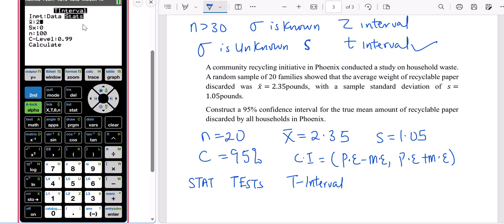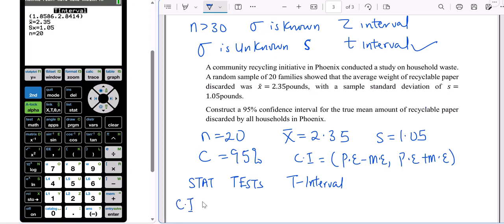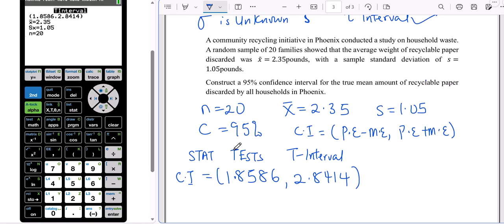Our x bar is 2.35. Our S is 1.05. Our n is 20. You can see our sample size is also small. And our confidence level is 0.95. When everything is intact, then you can calculate. So your confidence interval is equal to 1.8586, 2.8414. So this is the confidence interval.